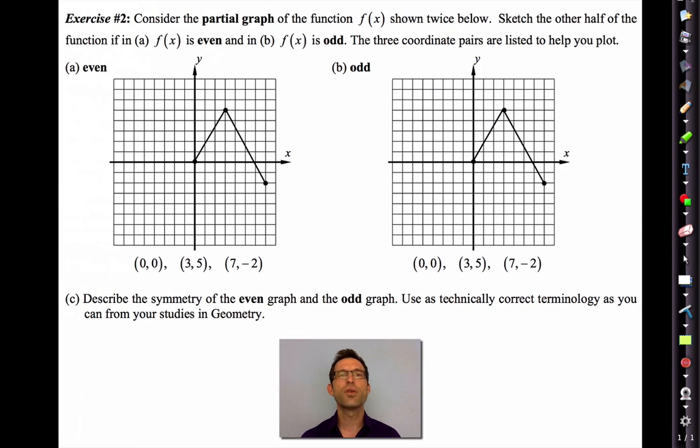Exercise 2. Consider the partial graph of the function f of x shown twice below. Sketch the other half of the function if in A, f of x is even, and if in B, f of x is odd. The three coordinate pairs are listed to help you plot. So for a minute, I'm going to leave the 0, 0 alone, but let's take a look at the 3, 5. In an even function, opposite inputs will give you the same output. So if 3, 5 is on the graph, negative 3, 5 is on the graph. And if 7, negative 2 is on the graph, negative 7, negative 2 is on the graph.